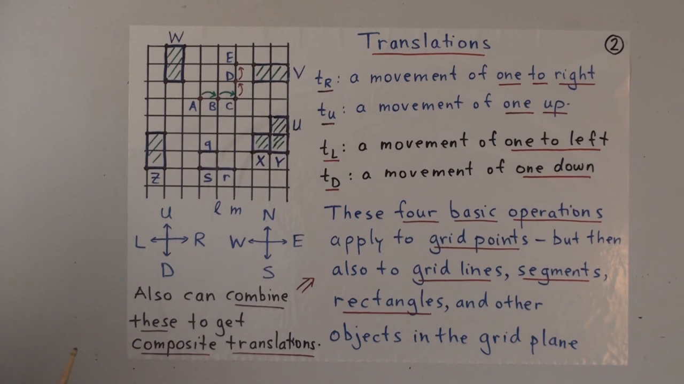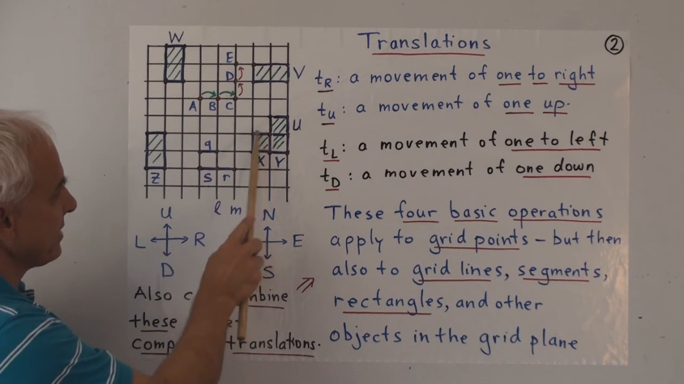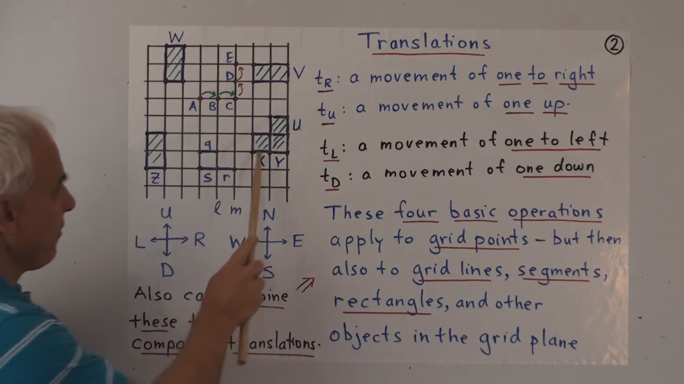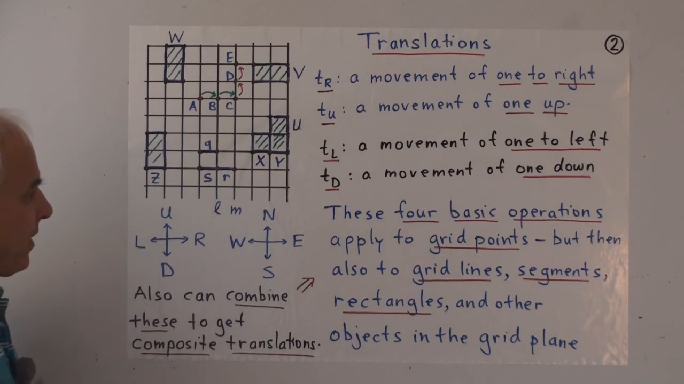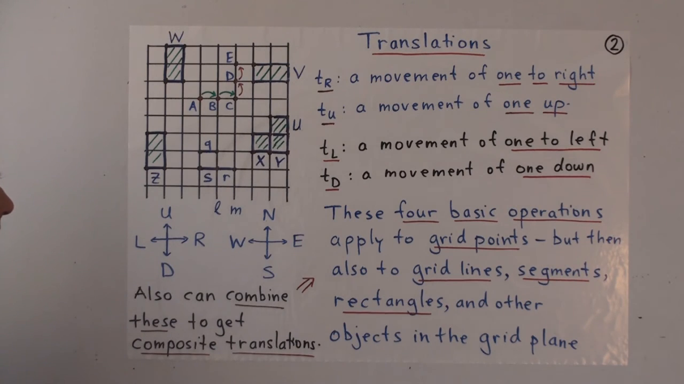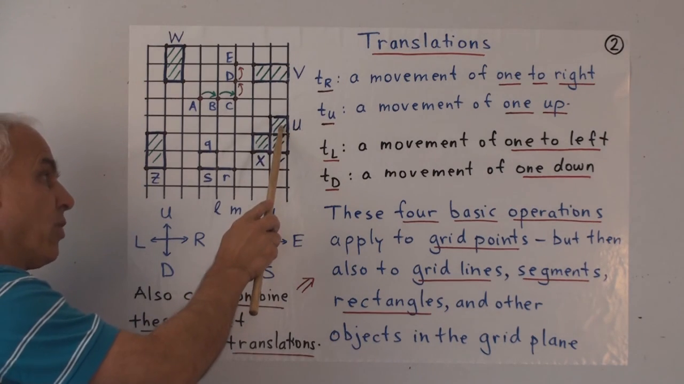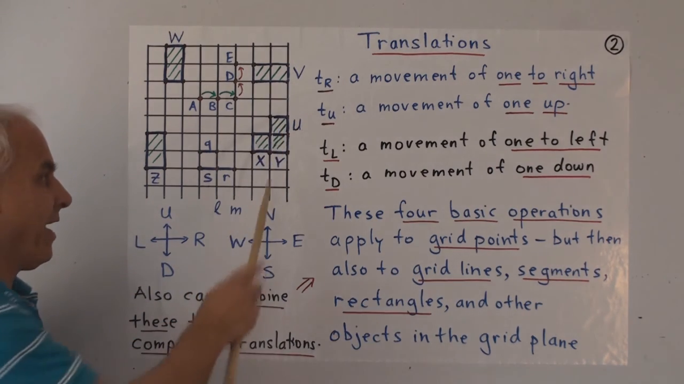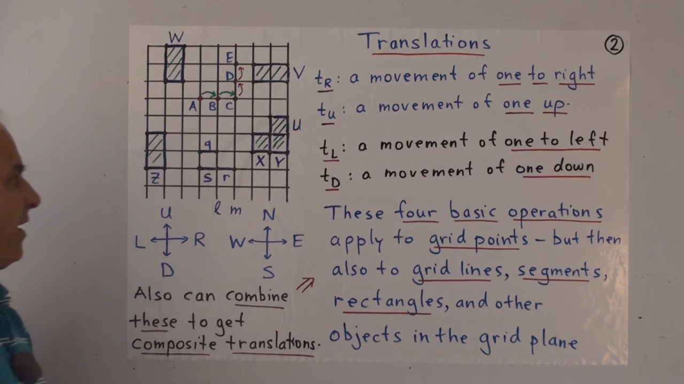We can also move cells around. For example, that cell there called X. If we move it 1 to the right, we get Y. If we move Y 1 up, we get U. Conversely, if we start with U and we go down, we get Y, and if we go left from Y, we get X.